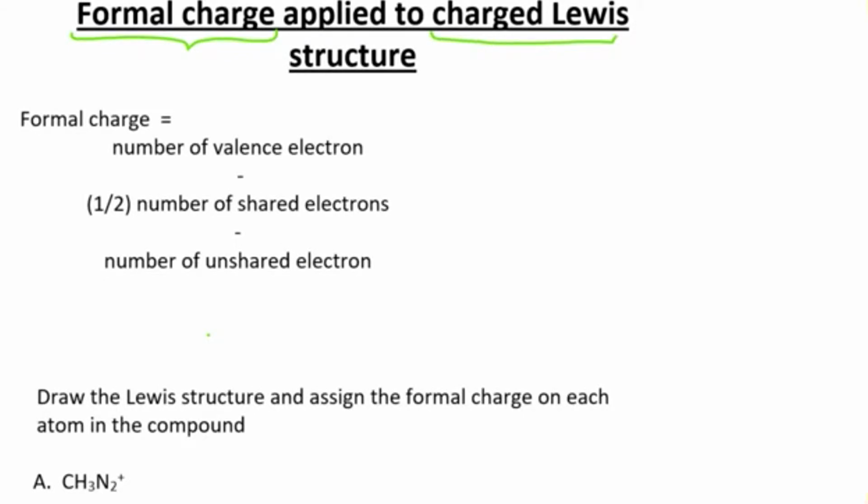So in this case, what is formal charge? Formal charge is accounting for the number of valence electrons, which is the total in a specific atom, and once you're able to account for that, then you subtract half of the number of shared electrons around that particular atom, and also subtract the number of unshared electrons, which are most likely the lone pairs. Since that's out of the way, let's look at how we can apply this to a specific question.